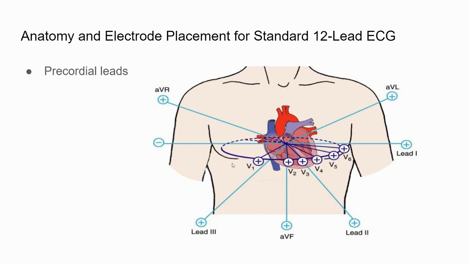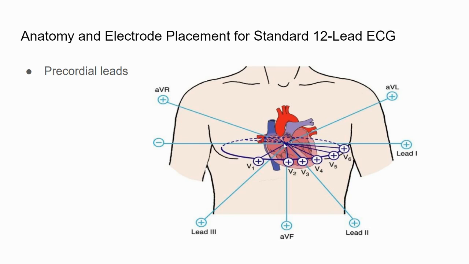So the precordial leads are unipolar leads, meaning they record the electrical activity of the heart relative to a central reference point. Typically, it's called the Wilson's central terminal. So unipolar leads have one positive electrode and multiple negative electrodes, and the recorded signal is the difference in electrical potential between the positive electrode and the average of the negative electrodes.